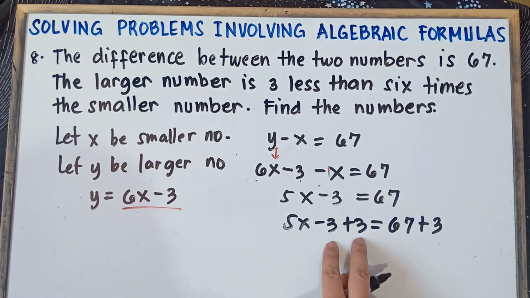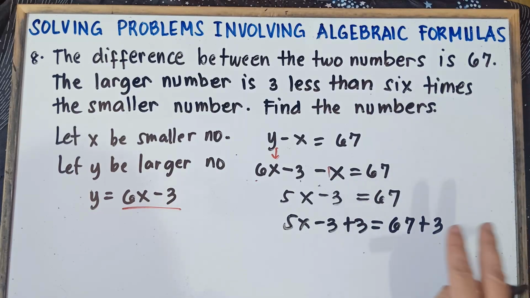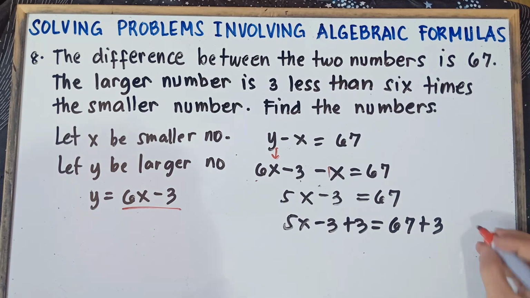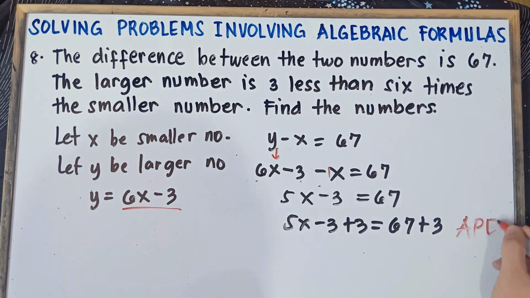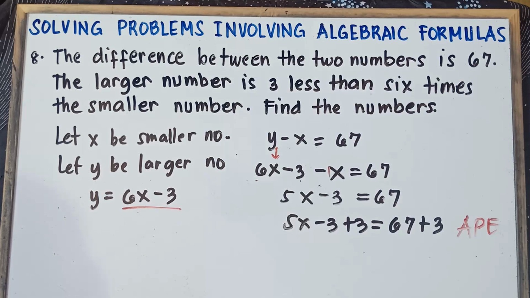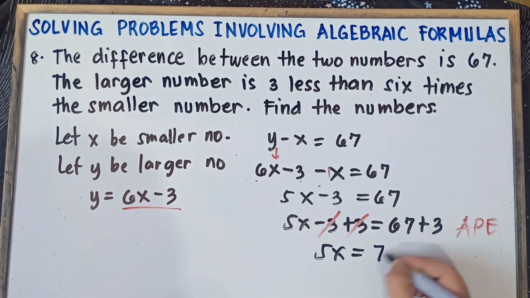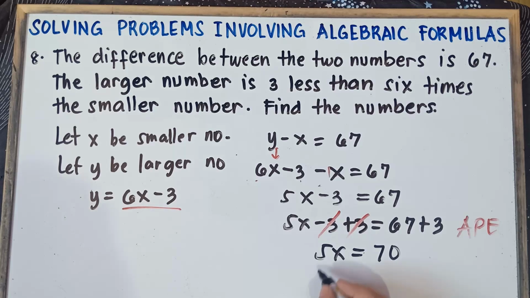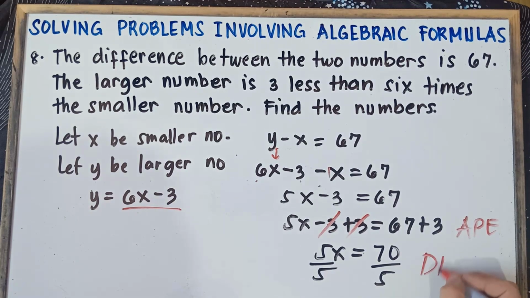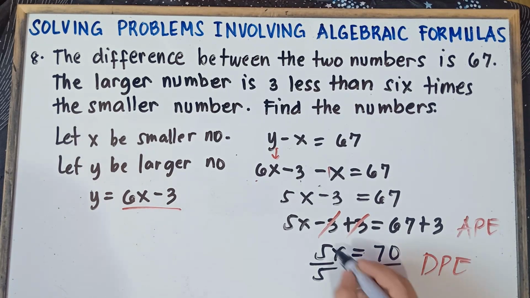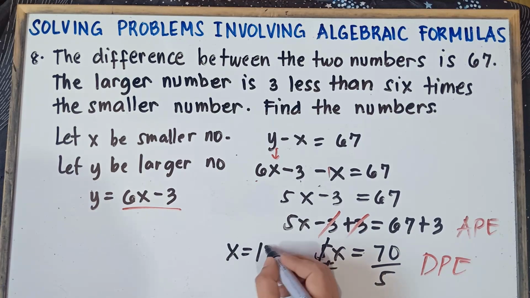Once you add 3 on the left side of this equal sign, you also do that on the right side to make the equation balance. And we call this one addition property of equality. Alright, and then cancel this out. So this will be 5x equals 67 plus 3, that would be 70. And then simply divide both sides by 5, and this is what we call division property of equality. Cancel this out, and then 70 divided by 5, that would be 14.